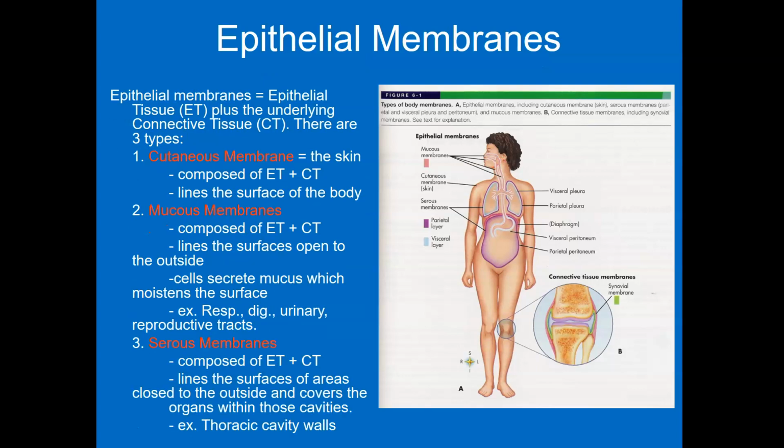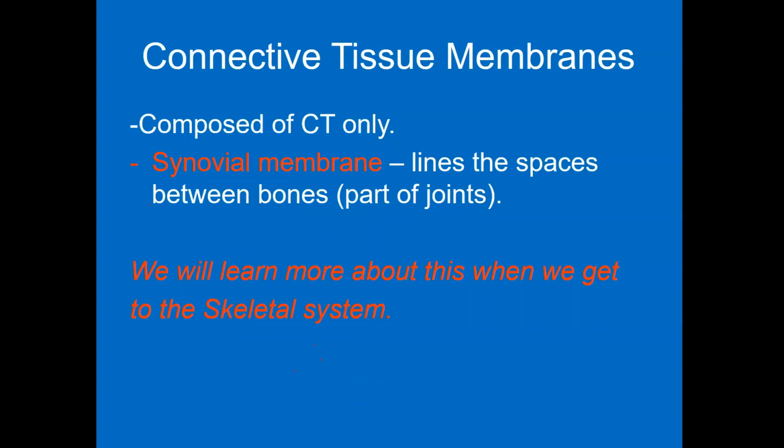Serous membranes, again, also made of epithelial and connective tissues, line the inside and the outside. These are the serous membranes, the parietal and the visceral, right? The pleura and the peritoneum. So they're wrapping. The visceral always wraps the organs, and the parietal always lines the cavity walls.